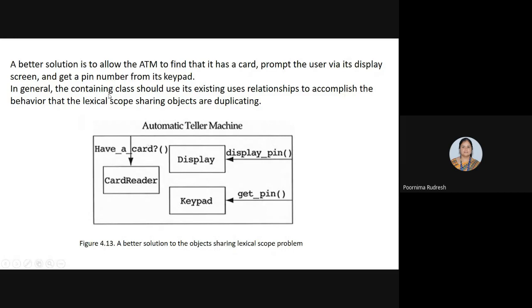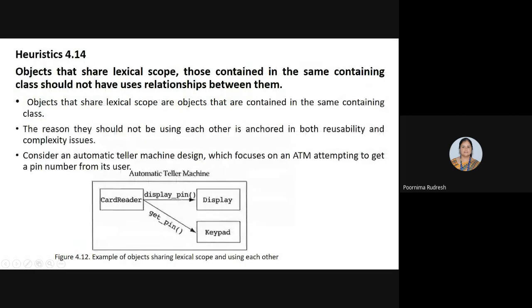So in general, the containing class should use its existing users relationships to accomplish the behavior that the lexical class sharing objects are duplicating. So here the automatic teller machine is the containing class. It consists of three different objects, and here once again we will use the users relationship, but in a different manner. Here this is also the containing class, ATM teller machine. It contains different objects, right? But these objects are interdependent together. Then the reusability problem arises.